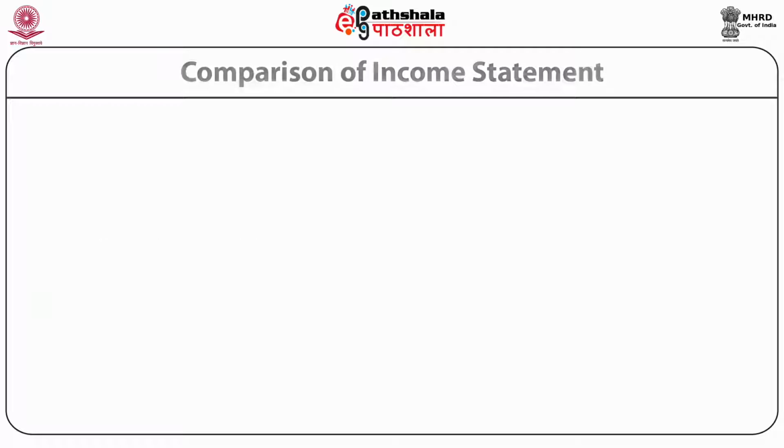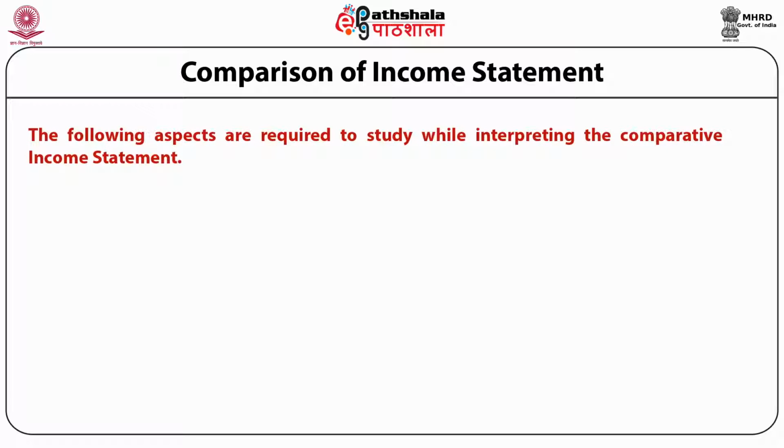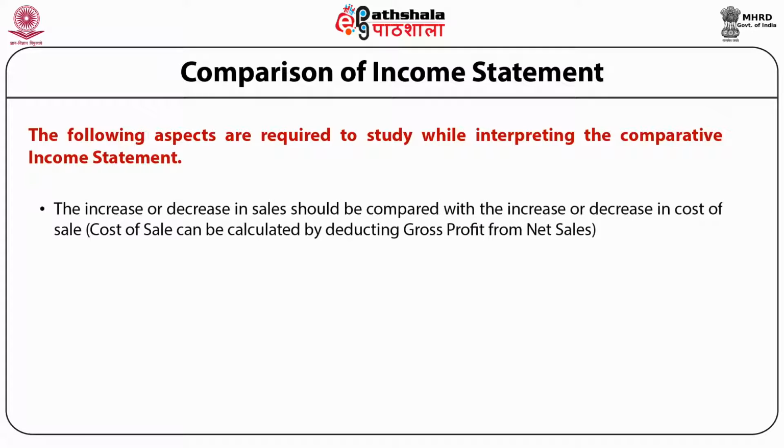There are certain guidelines which help in interpretation of data contained in the income statement of the company. The following aspects are required to be studied while interpreting the comparative income statement. First point, the increase or decrease in sales should be compared with the increase or decrease in cost of sales.